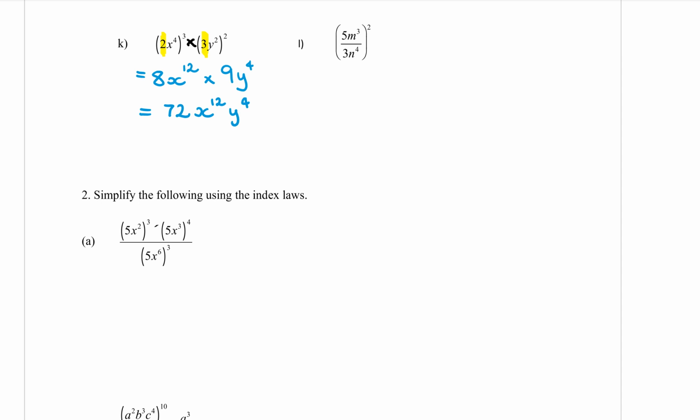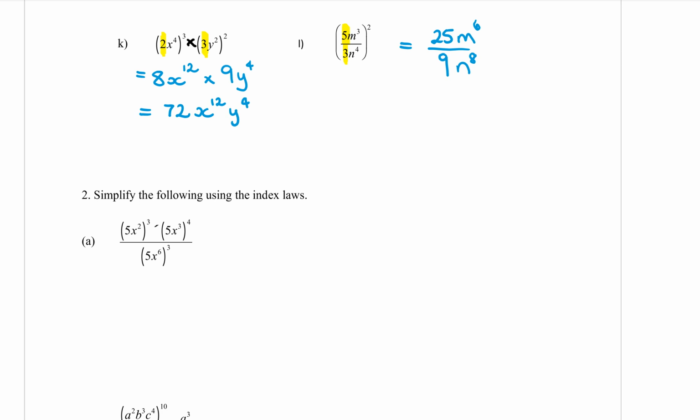L. This looks a bit tricky. We have a fraction in there, and everything inside that bracket needs to be squared. So that means both of these numbers need to be squared. So 5 squared is 25, and 3 squared is 9. Then for the letters, for the base of m, we times the powers. 3 times 2 is 6, and for base of n, 4 times 2 is 8.